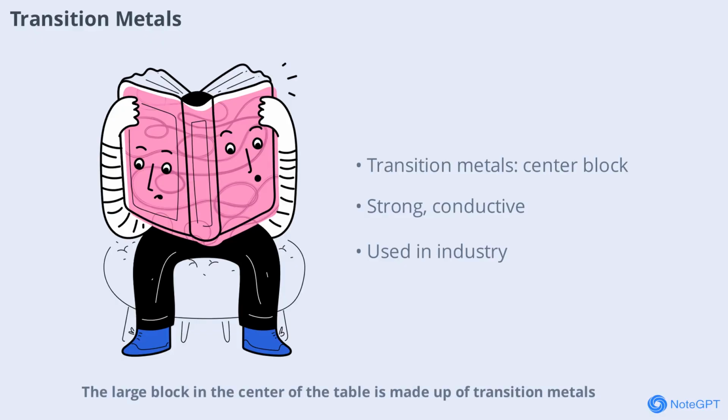The large block in the center of the table is made up of transition metals, including iron, copper, and gold. These elements are known for their strength, conductivity, and colorful compounds. Transition metals are used in construction, electronics, jewelry, and even as catalysts in chemical reactions. Their unique ability to form various ions makes them incredibly versatile in both nature and industry.